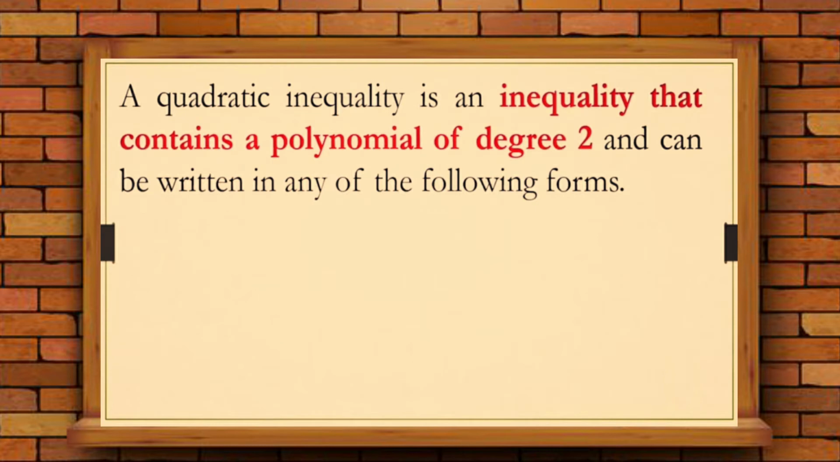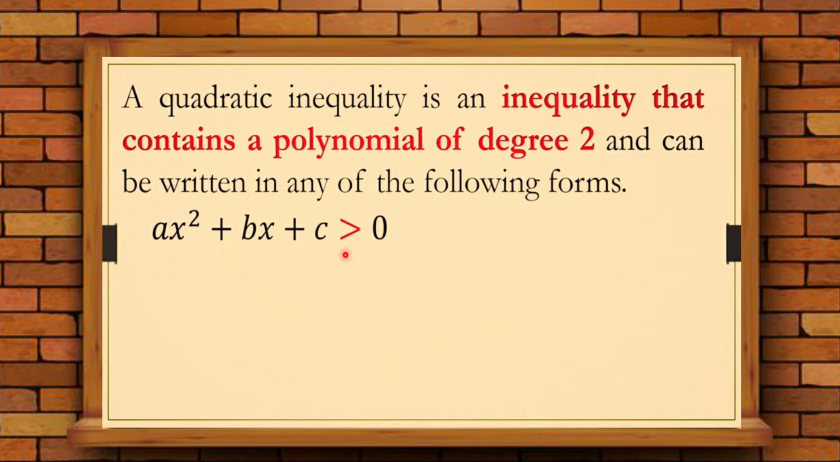A quadratic inequality is an inequality that contains a polynomial of degree 2. When you say degree 2, the highest degree must be 2. The highest exponent must be 2. Remember it, class. And it can be written in any of the following forms. So what are those forms?